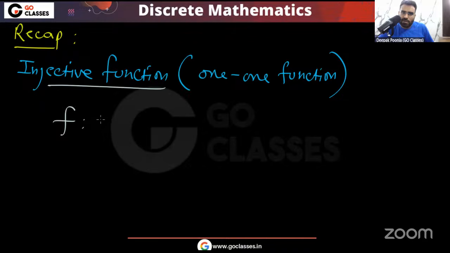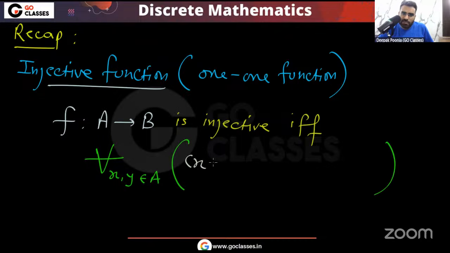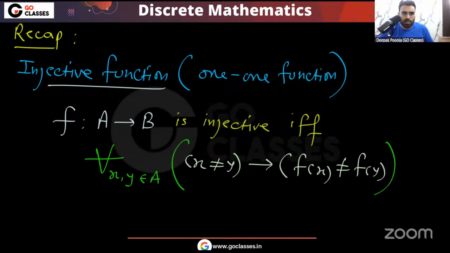You can see f from A to B, this function f is injective if and only if different elements have different images. What does it mean? It simply means if you take two different elements from the domain, then their images will be different. So I can say this function f is injective if and only if for all elements x, y in the domain, if x and y are different, then their images f(x) and f(y) also will be different. I hope you understood.